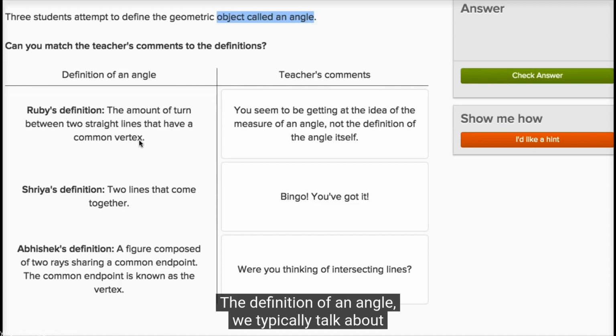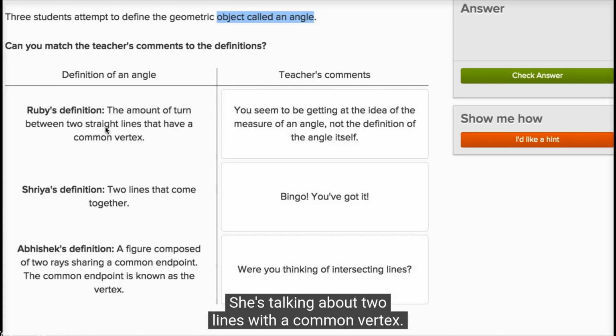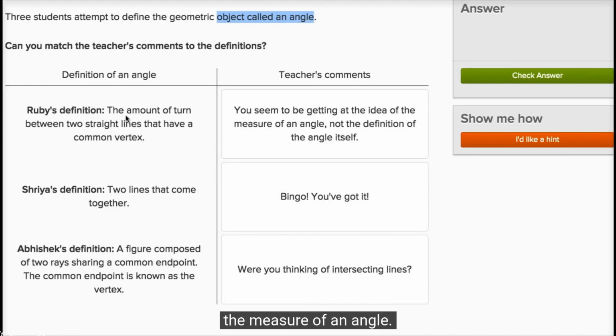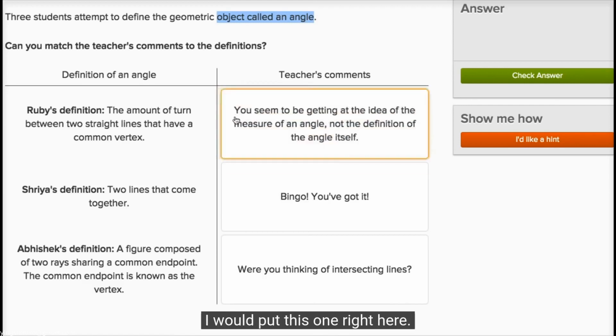The definition of an angle, we typically talk about 2 rays with a common vertex. She's talking about 2 lines with a common vertex. And she's talking about the amount of turn. So she's really talking about more of the measure of an angle. So let's see what comment here. You seem to be getting at the idea of a measure of an angle and not the definition of an angle itself. So this is actually right. I would put this one right here. We just got lucky. This was already aligned.